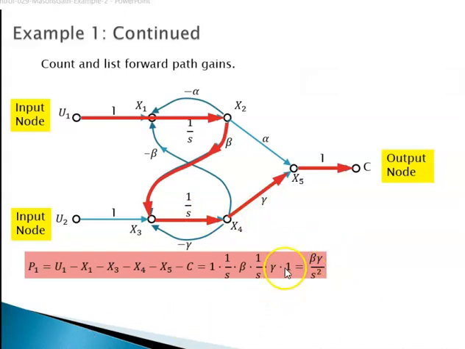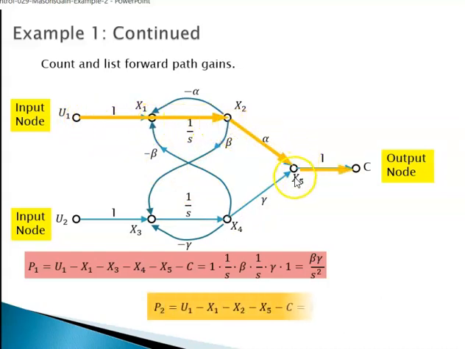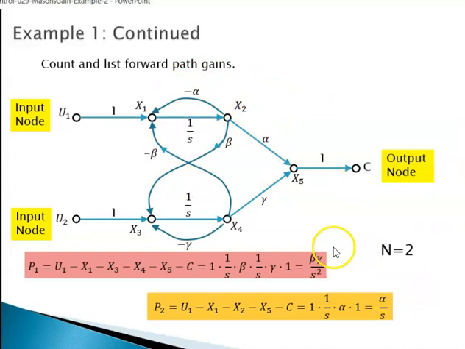Let us look at the second forward path. The second forward path is shown over here in golden color: U1 to X1 to X2 to X5 to C, and its gain is alpha over s. Now we'll try to identify the loops present in this signal flow graph. But before that, let us note that capital N is 2 because we have two forward paths, P1 and P2.